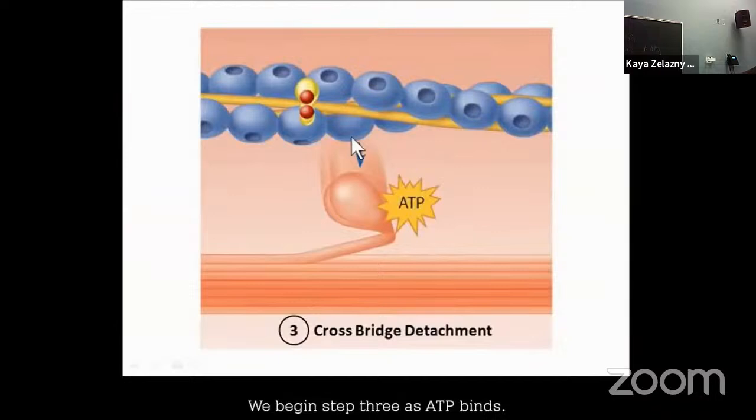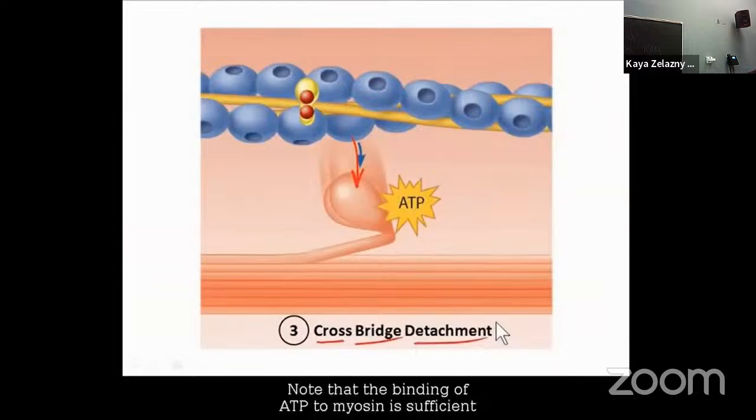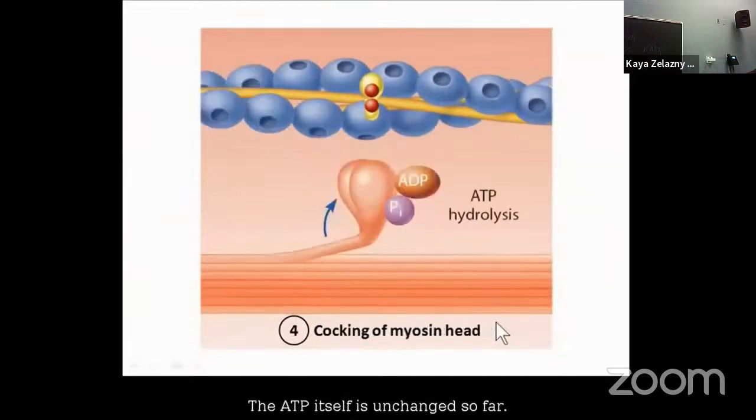We begin step three as ATP binds. This triggers detachment, or breaking, of the cross-bridge. This is the first of the two major roles for ATP: cross-bridge detachment. Note that the binding of ATP to myosin is sufficient to break the cross-bridge. The ATP itself is unchanged so far.